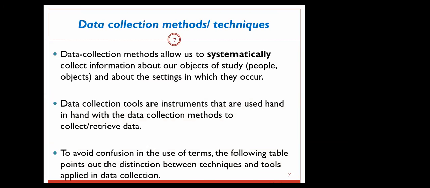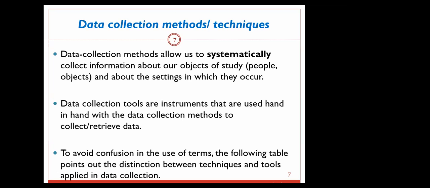Okay. So for those two types of data, there are different data collection methods or techniques. So it's perfectly fine to call it data collection methods or data collection techniques. Data collection methods allow us to systematically collect information about our objects of study, that is either people or objects, like that data I told you I collected. So the keyword is systematically: collect data about our objects of study and about the settings in which they occur.